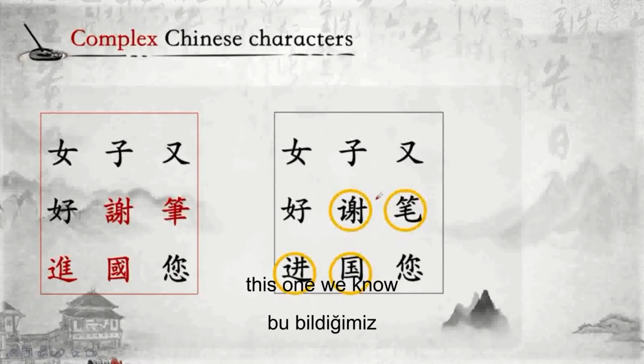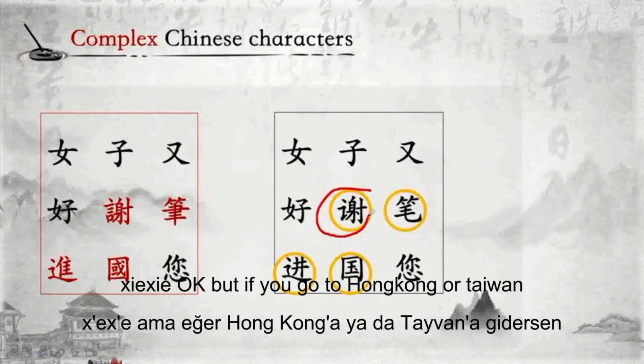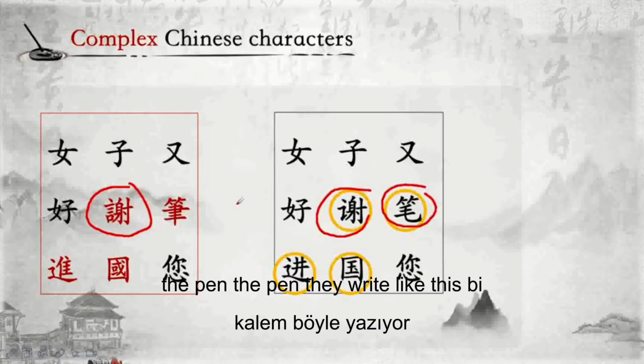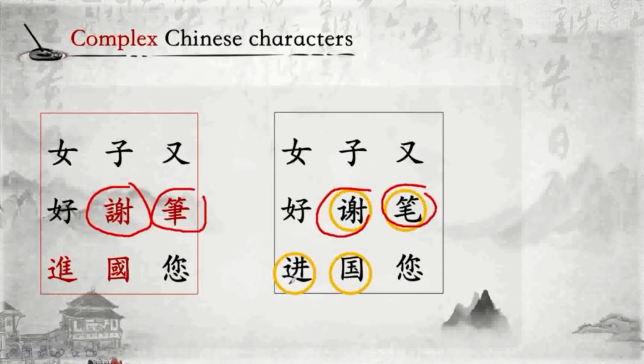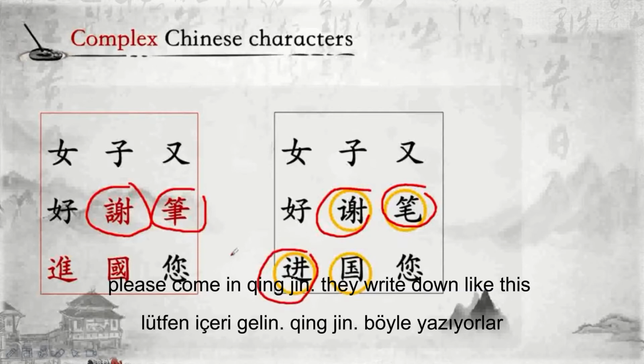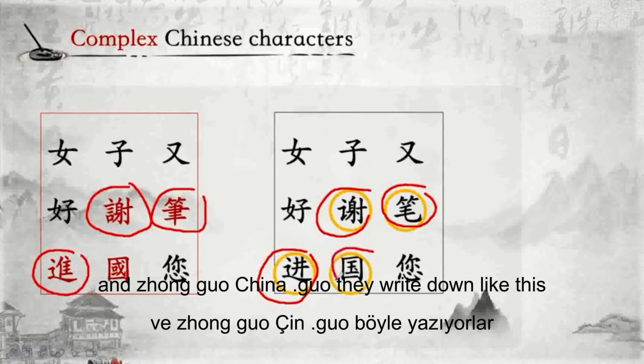For example, this one, we know, 谢谢. But if you go to Hong Kong or Taiwan, they will write it down like this. And this is 笔, the pen, they write like this. And this one, 进, as in please come in, 请进, they write 进 like this. And 中国, China, 国, they write like this.